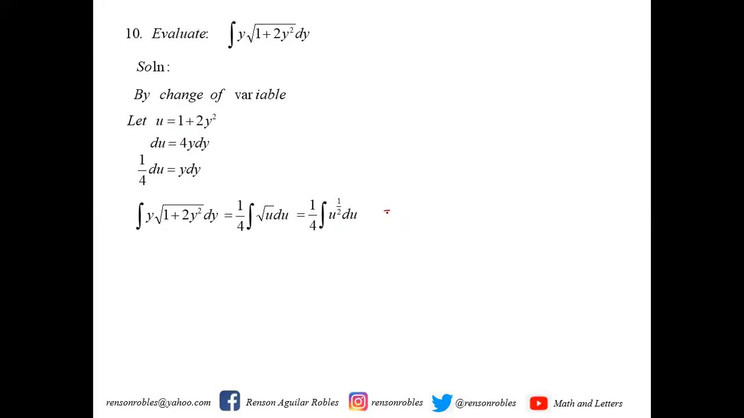And then to integrate, we just use the general power formula. So we have 1/4, then u to the 1/2 plus 1, which is 3/2. You take the reciprocal of this, write it in front, 2/3, and then you add c. To simplify, you just multiply 1/4 and 2/3, and then express u in terms of the original variable. So you have 1/4 times 2/3 is 1/6, then u is replaced by 1 plus 2y squared raised to 3/2, plus c.